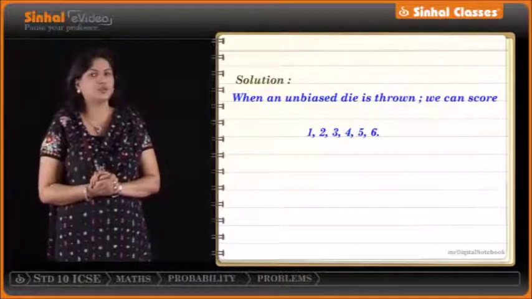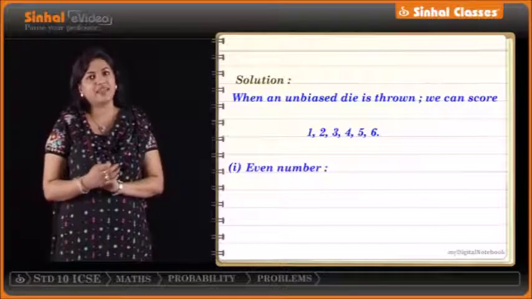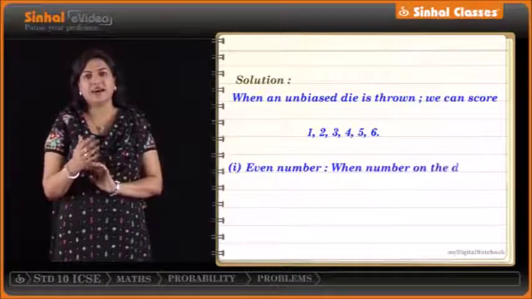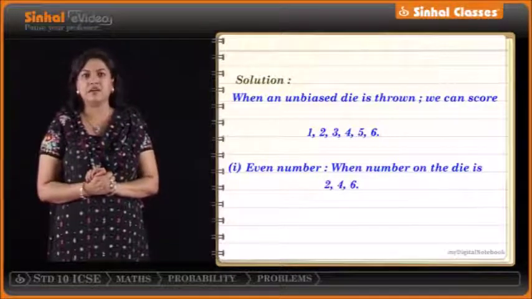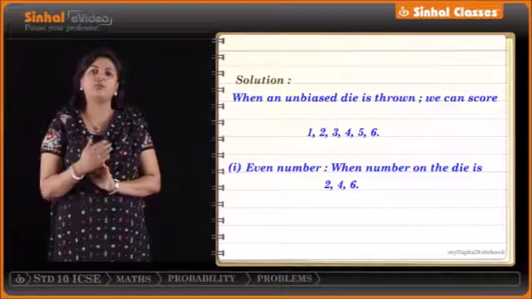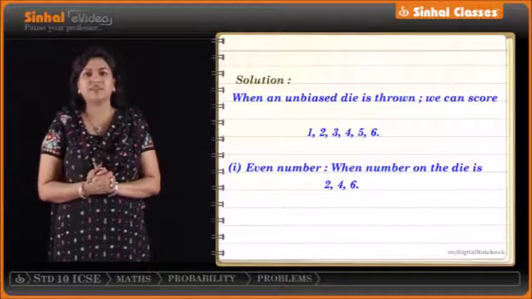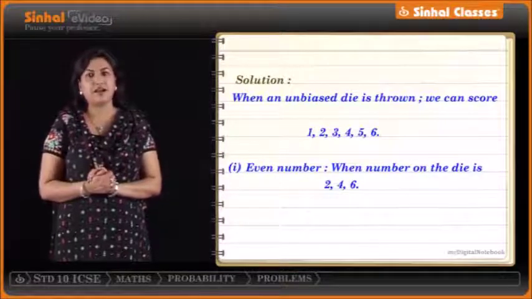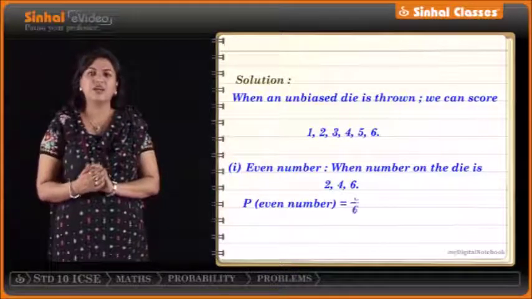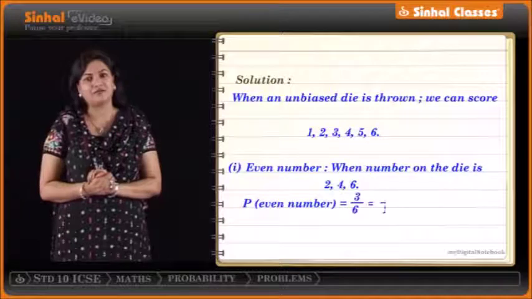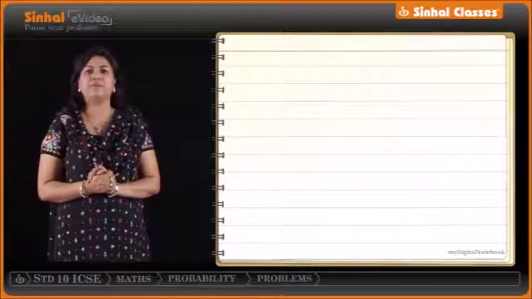Now in the first part, we are told to find the probability of getting an even number. When can we get an even number? On the die, if the numbers shown are 2, 4 or 6, we get an even number. So the number of possible outcomes for this would be 3 outcomes. So the required probability is number of favorable outcomes upon number of possible outcomes, that is 3 upon 6, which is equal to half.